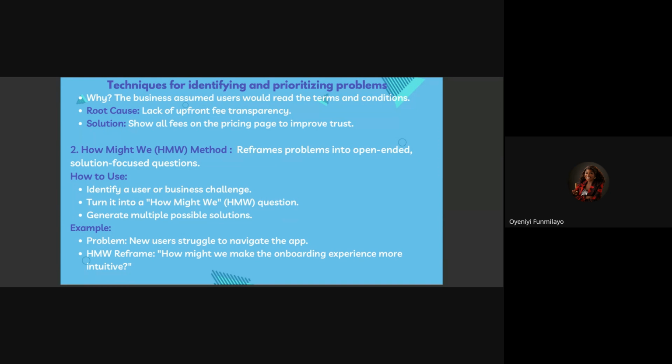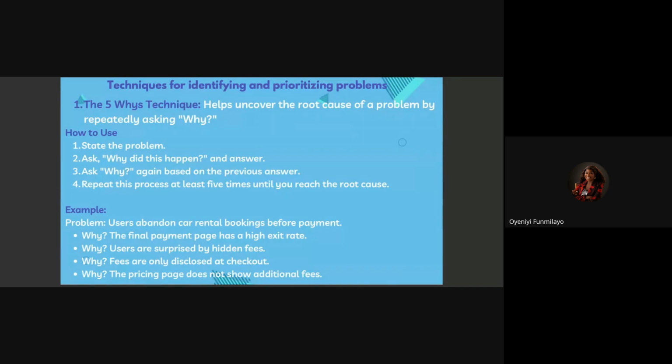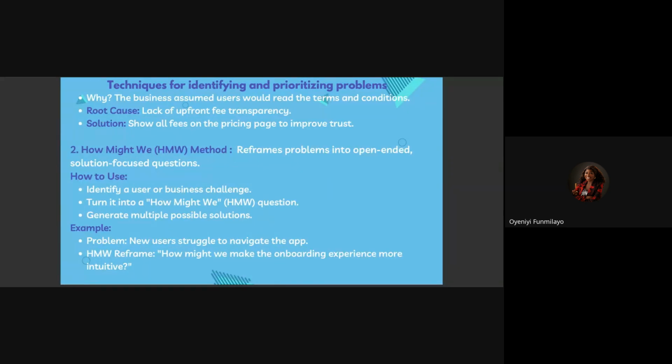Did you see, at the ending now, you've been able to identify the root cause? So now, what is the root cause? From our 5 whys, we've been able to identify that the problem, users abandoning the car rental bookings before payment, is because there is not enough upfront fee transparency, right? And that's why they get to the final stage and they just leave. So what is the solution now? We need to show all the fees on the pricing page to improve trust.